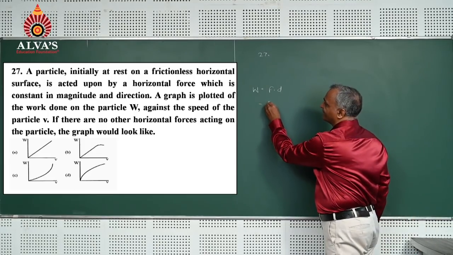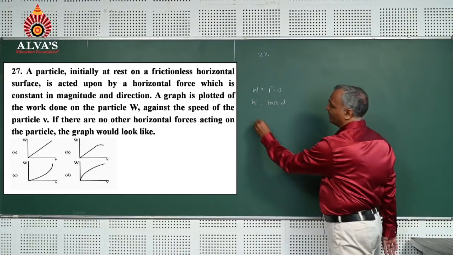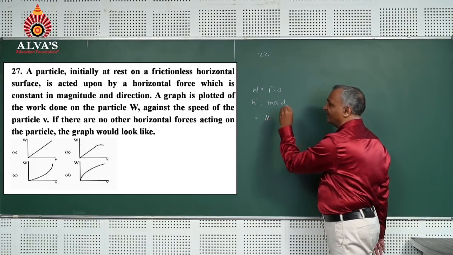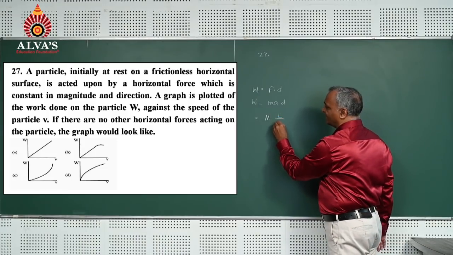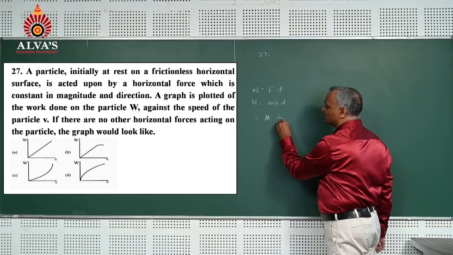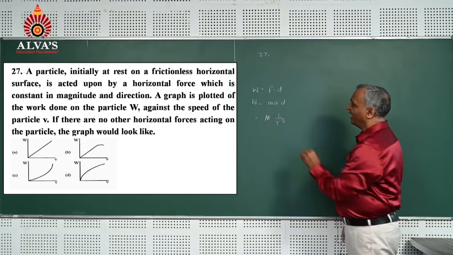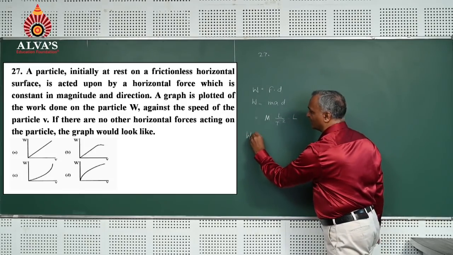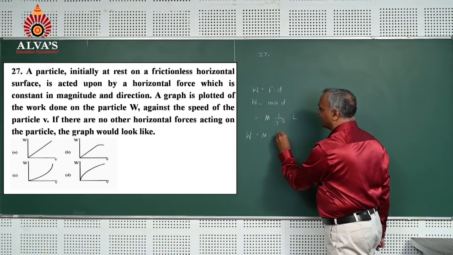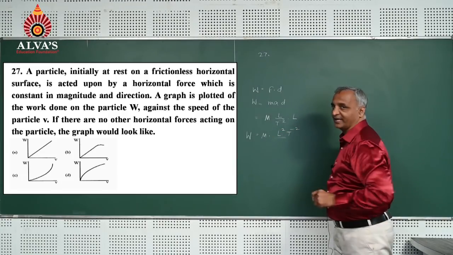So let us try to find out the dimension of this W. I am going to get mass, it is m. Acceleration is meter per second square, L t to the power minus 2, and distance is L itself. So I am going to get W is equal to m into L square divided by, or t to the power minus 2.